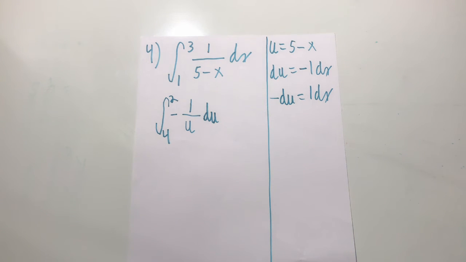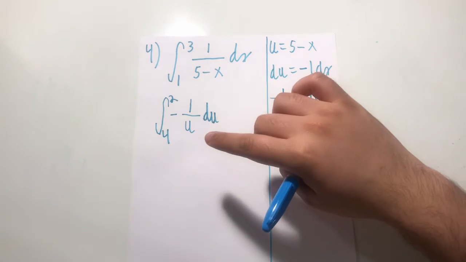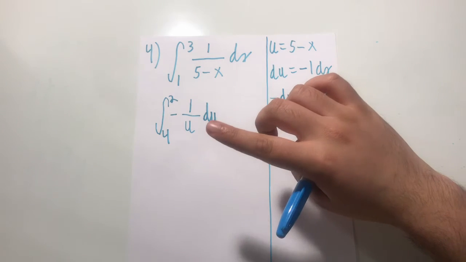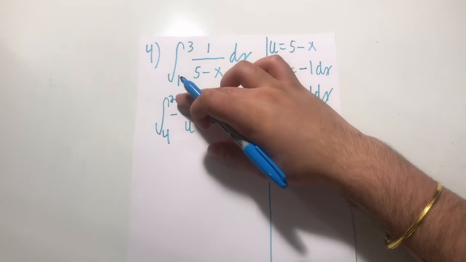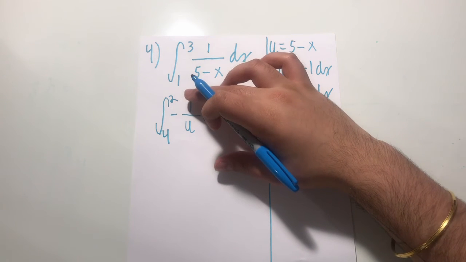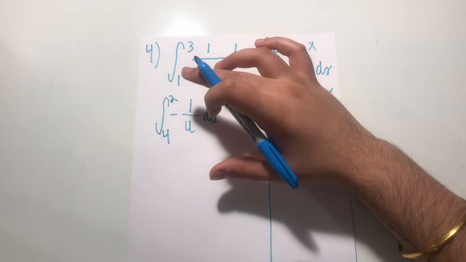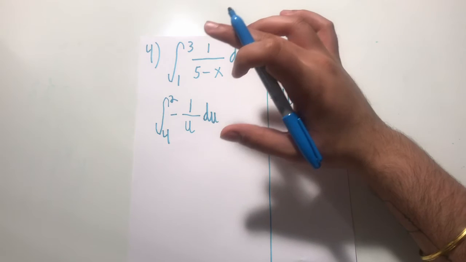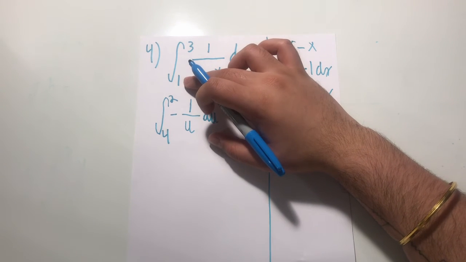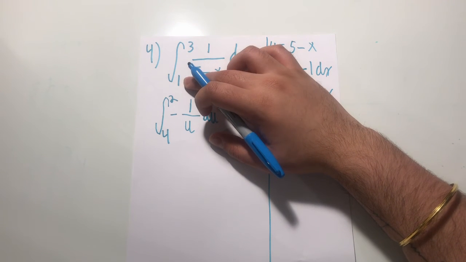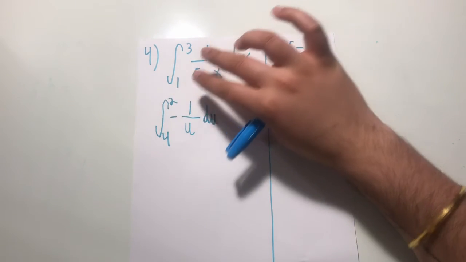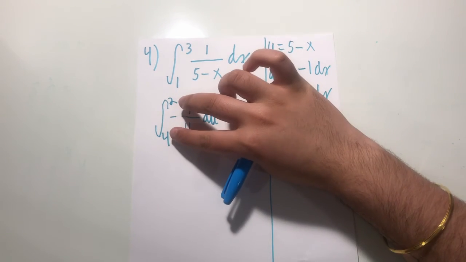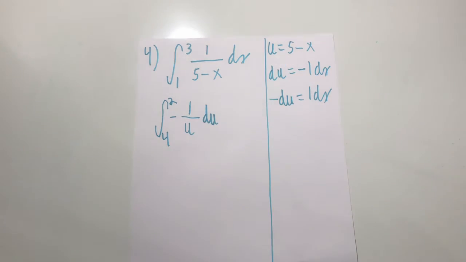So notice just that the limit where u equals 4 is at the bottom. Even though it's larger than when u equals 2, which is at the top, the reason it's there is because when u equals 4, that corresponds to when x equals 1, which is the original lower limit. So you don't need to flip these, right? It's fine when you're doing U-substitution to have a larger number in your lower limit.